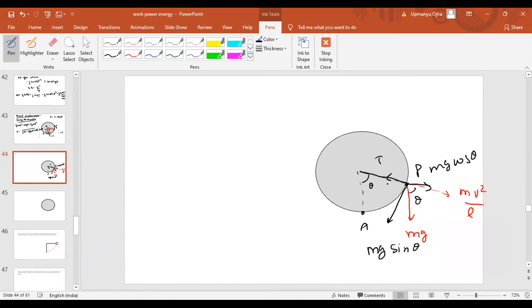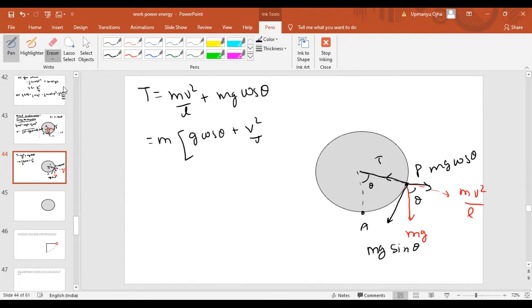So if you find here, we can see that tension T must be equal to mv square by L plus mg cos theta. So from here we can write this as, take m common, m times g cos theta plus v square by L. So tension will be m times g cos theta plus v square by L.